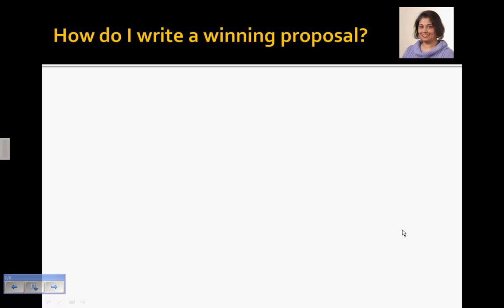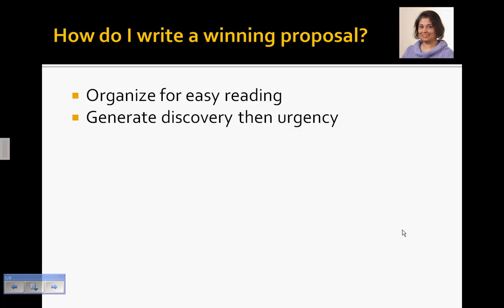So how do I write a winning proposal? First is to organize it for easy reading. There are some conventions with internal unsolicited proposals that I'll go over in the next video called Anatomy of a Proposal. And following these conventions will organize your argument in such a way that you lead the reader through discovery to urgency to action. You want to generate that sense of discovery and then urgency.